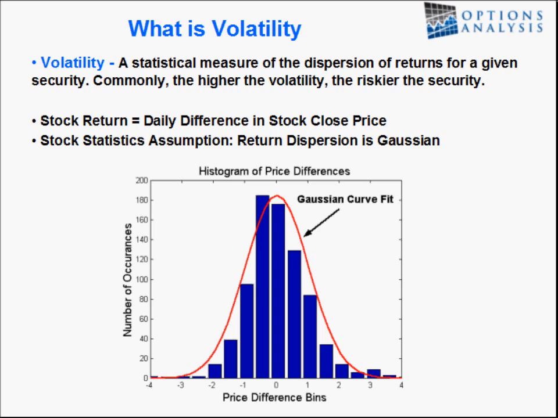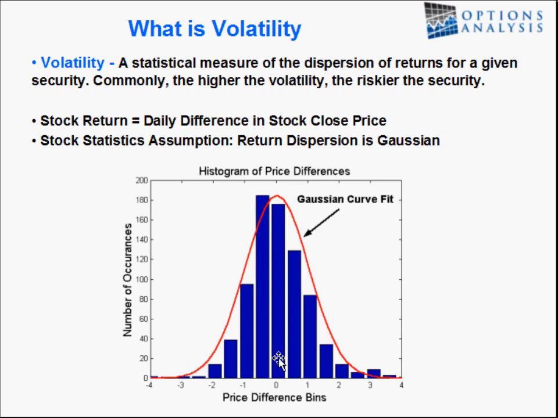If you take a large number of stock changes and count values and put them in different bins, things that didn't change much would go in the 0 bin. If it changed a point, it would go into the point bin. If it changed 1.5 points, it would go into the 1.5 point bin, or the minus 1.5 point bin, and so on and so forth. And you would count them up over many occurrences and put them on this chart.